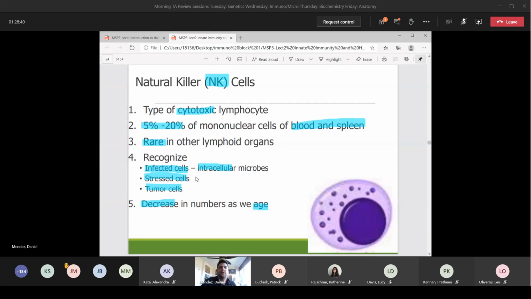So the infected cells being intracellular microbes, usually for the most part, this is viruses. There are some bacteria that are intracellular that you're going to get into, but whenever it's a virus, think NK cell. A stress cell is an old damaged cell, and a tumor cell is also going to be an intracellular issue because there's an issue with replication of DNA. We do lose them as we increase in age. So this is kind of the theory behind why when you're older, you have a higher chance of getting cancer. This, along with telomeres, is kind of that idea of you've lost a defense mechanism against tumor cells as you age.